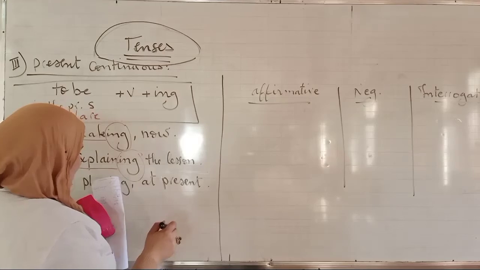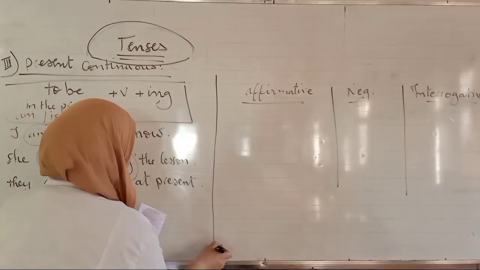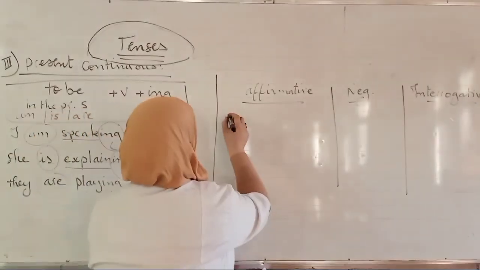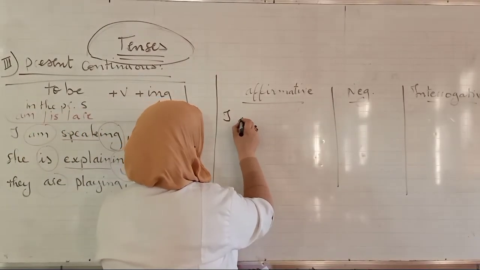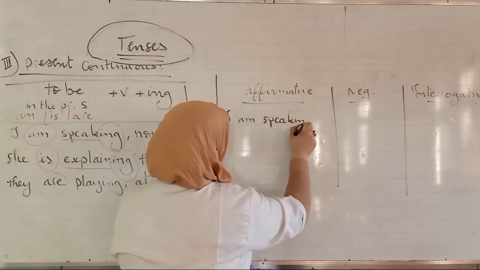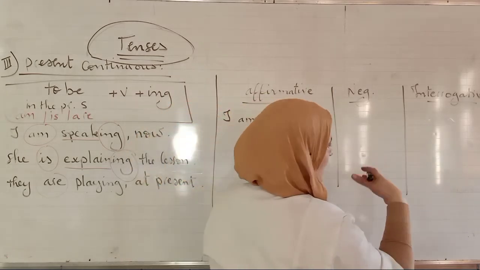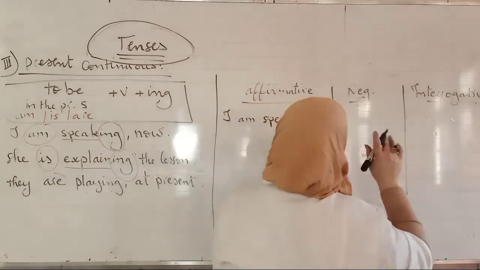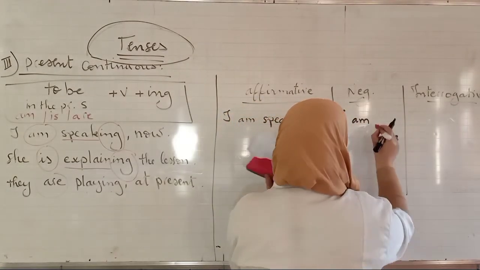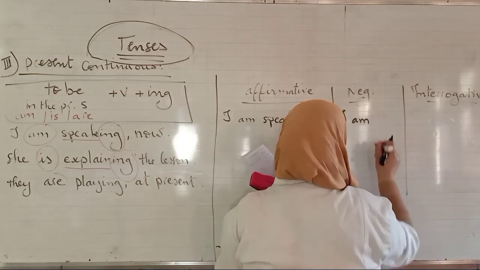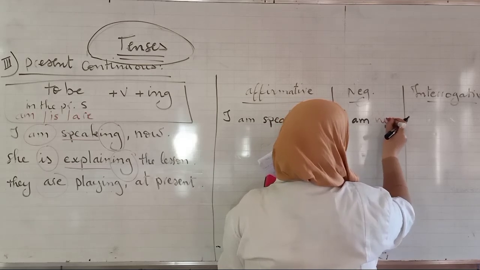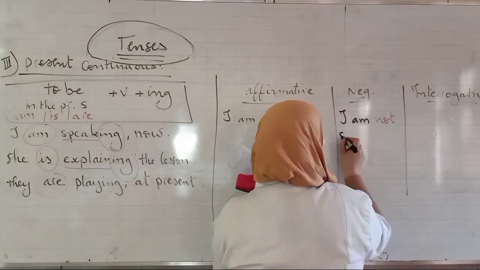We do the same for the affirmative form. We have the same thing. I say, I'm speaking. And the second one is the negative, of course, I use I'm not. I'm not. I'm not speaking.